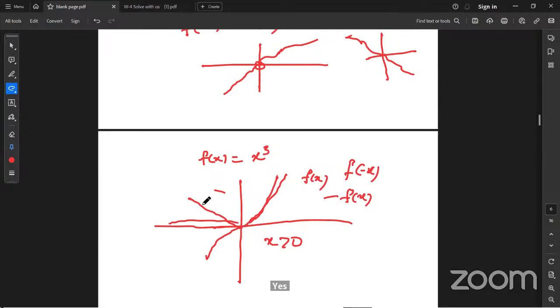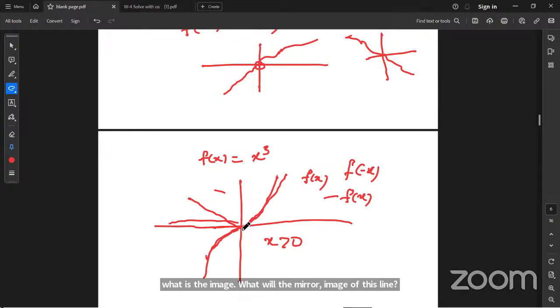So what will be the minus part of this line? This is exactly the mirror image of x-axis. Just put a mirror on x-axis and then see what will be the mirror image of this line. What will it be? It will look like this.